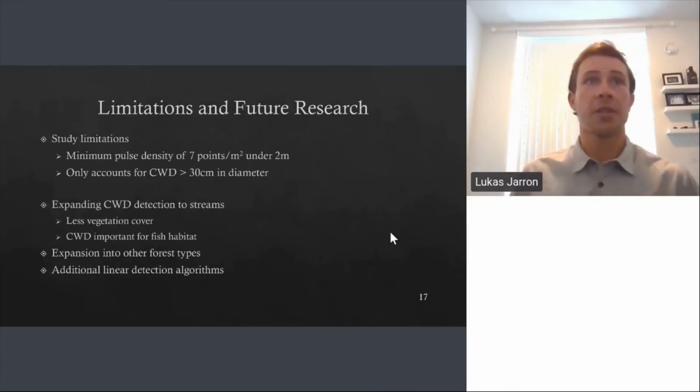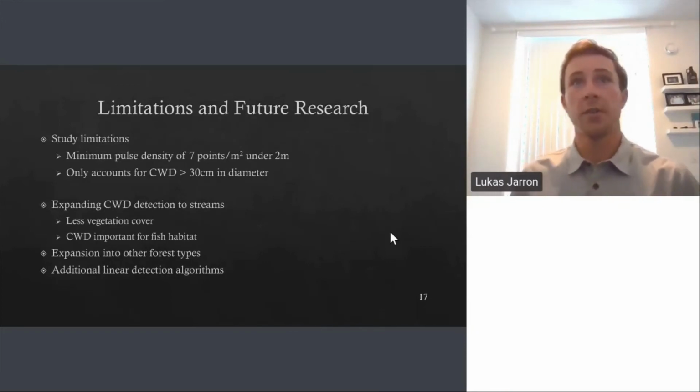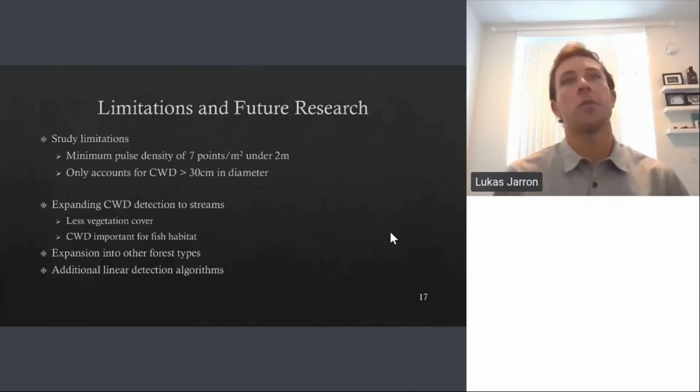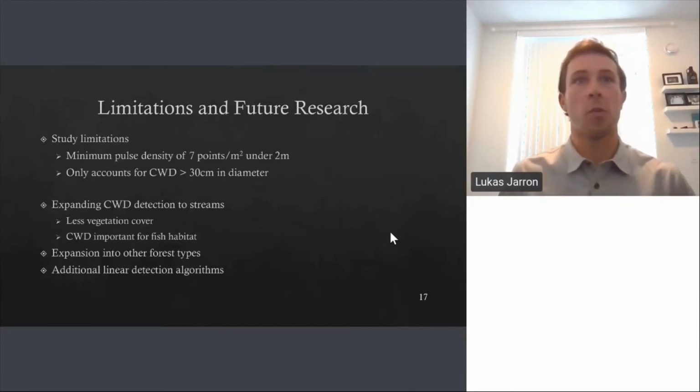limitations. It's basically the minimum pulse density that I used of 7 points per meter squared. The more dense your LiDAR data is, the less this becomes a factor. And I acknowledge that I only accounted for coarse woody debris 30 centimeters in diameter or more. That was most of the volume, but there are a few logs beneath that that could be important that I just didn't account for.